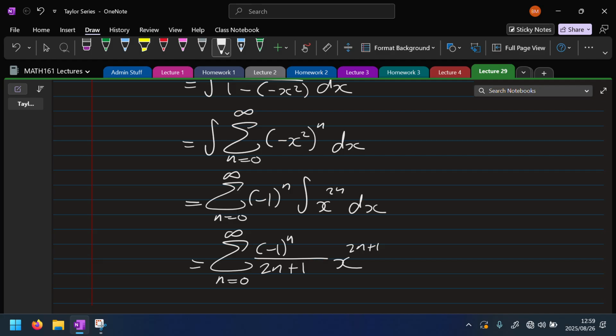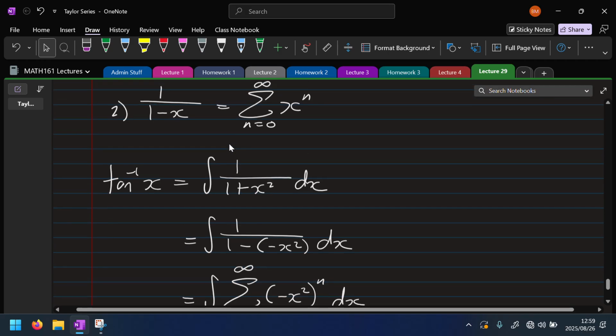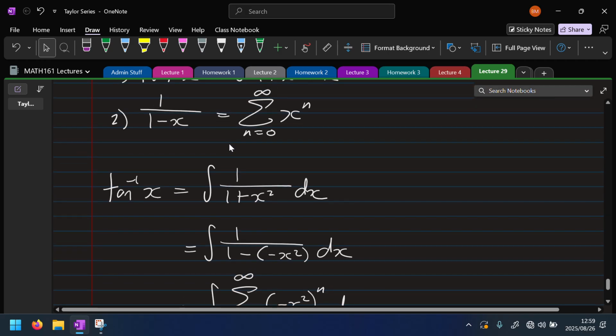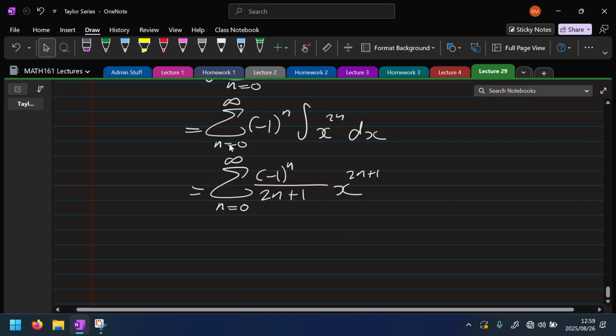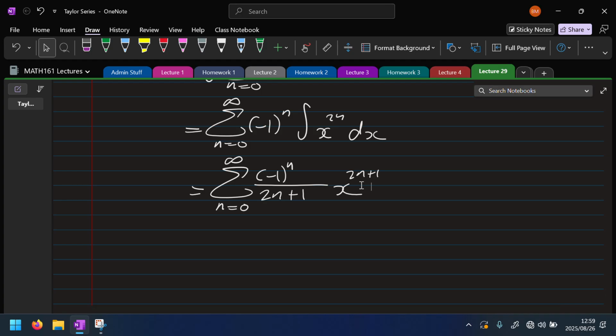Again, we should have had a plus c. What happens to that? Yep. Again, let's look at the left and the right. Arctan at 0 is 0. And over here, if I put x equals 0, that will be 0. So C must be 0. In some cases it might not be 0. So just keep that in mind. Okay. Any questions for this one?